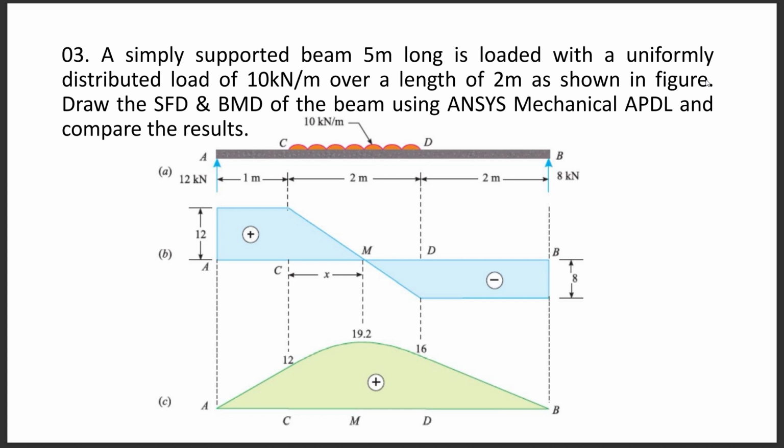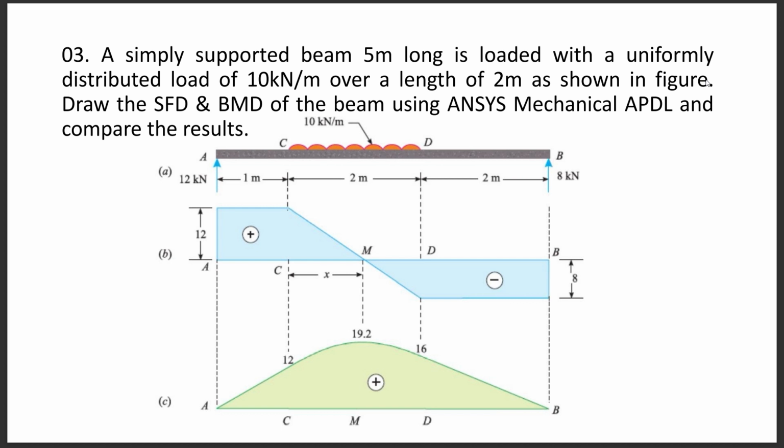Hello viewers, today I'm going to show another video containing finite element analysis of a simply supported beam. Let us see the statement of the problem. A simply supported beam 5 meter long is loaded with a uniformly distributed load of 10 kN per meter over a length of 2 meter as shown in figure. Draw the shear force diagram and bending moment diagram of the beam using ANSYS mechanical APDL and compare the results.